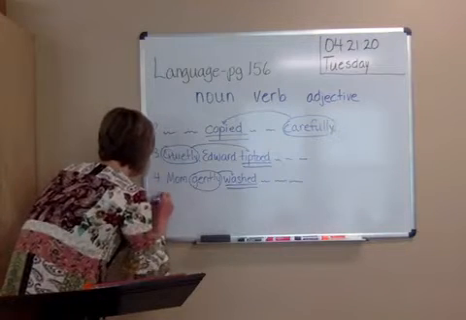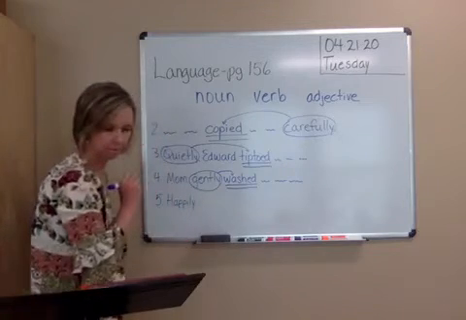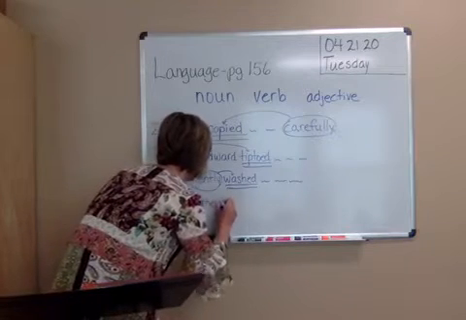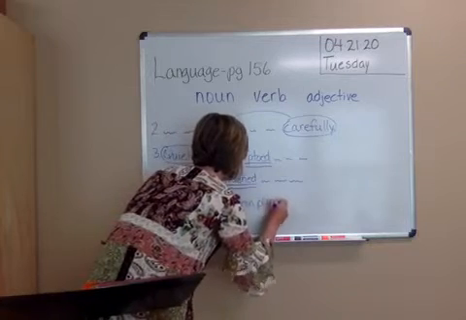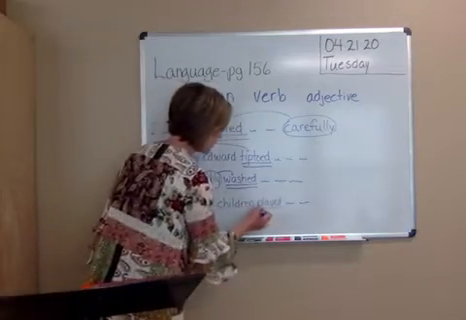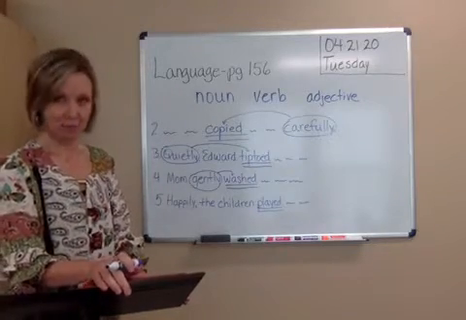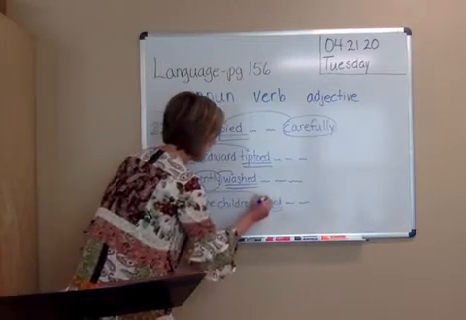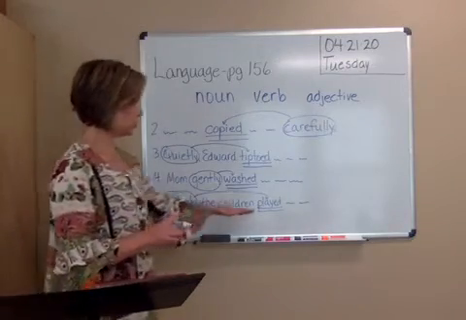Oh, number 5. Happily the children played at recess. And they've underlined played for you. That's the verb. How did the children play? Happily. Yes. So you would circle happily and match it to played. How did they play? Happily. You could just say the children played at recess.